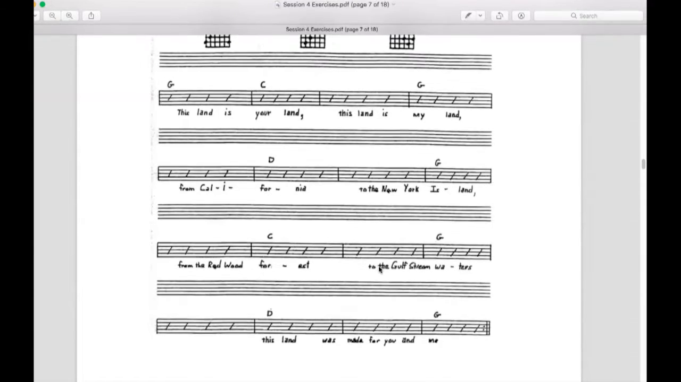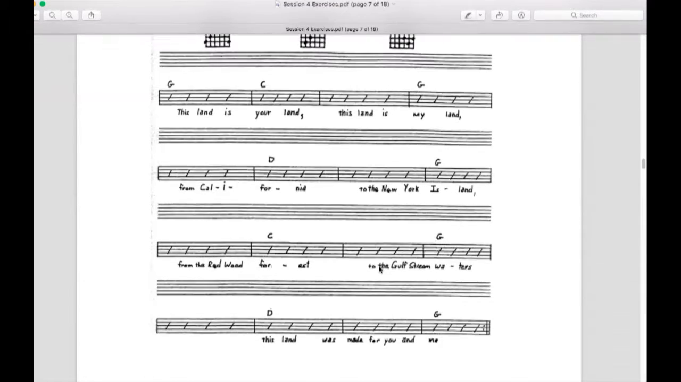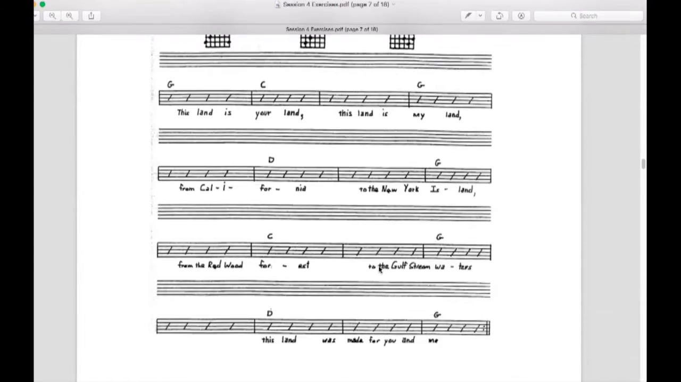This land is your land. That's the 4 chord. This land is my 1 chord land. From California, 5 chord, yeah, to the New York G1 chord island. From the redwood 4 chord est to the Gulf Stream 1 chord water.